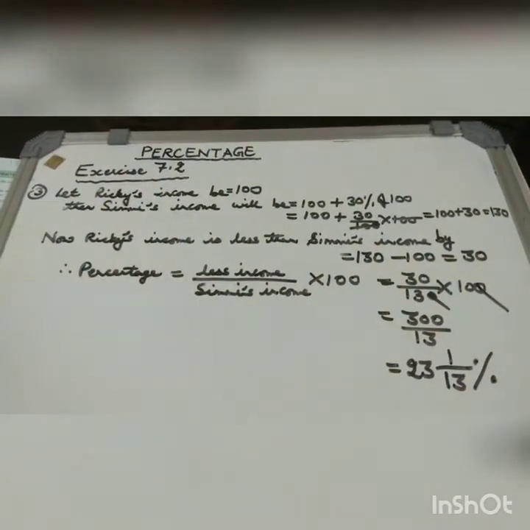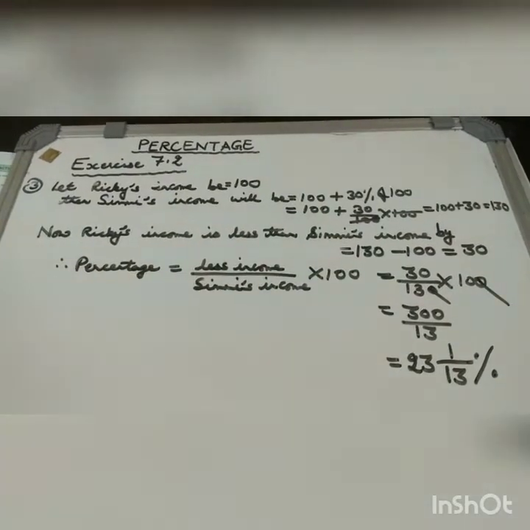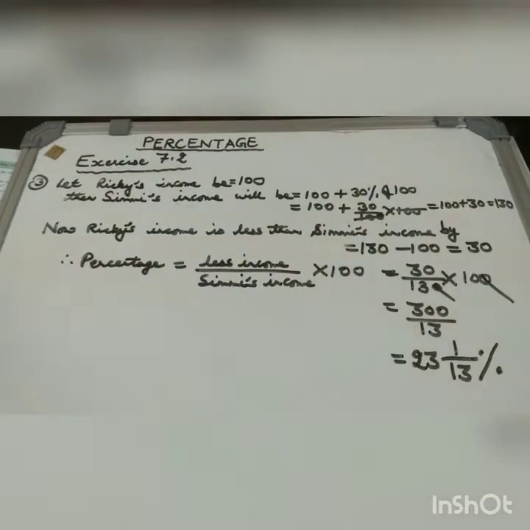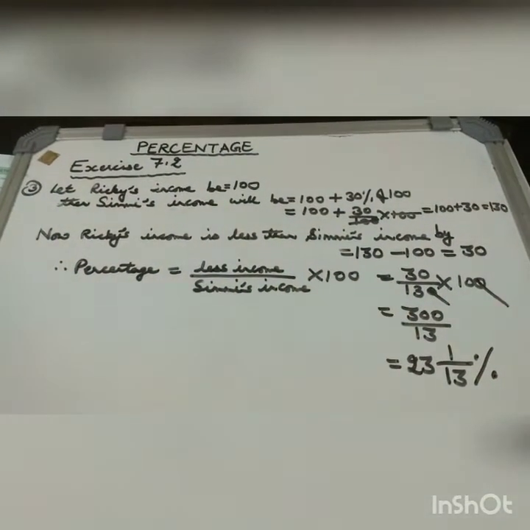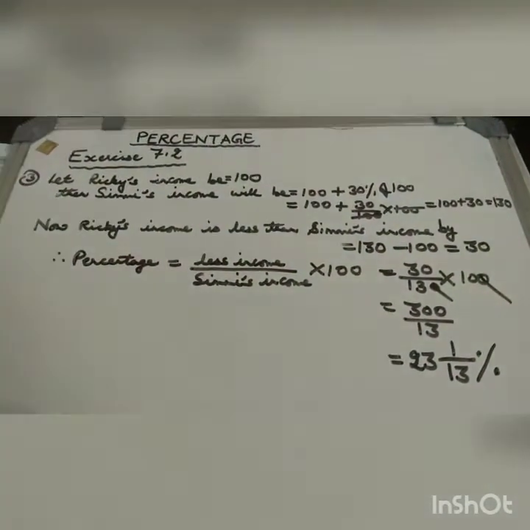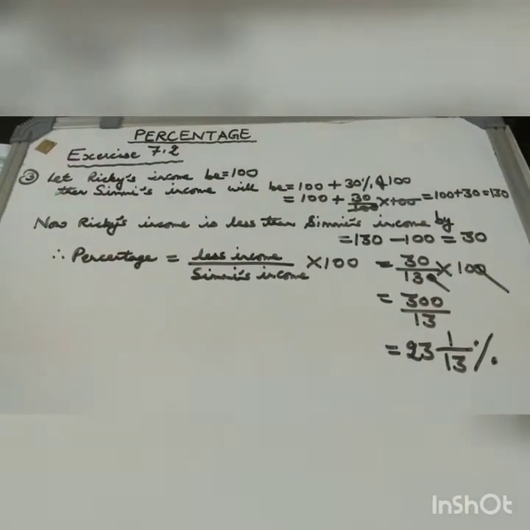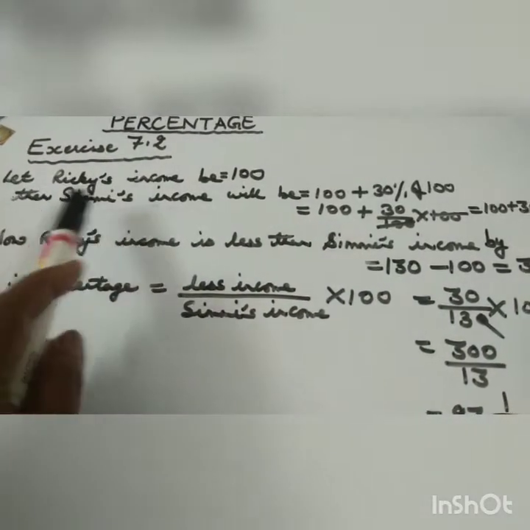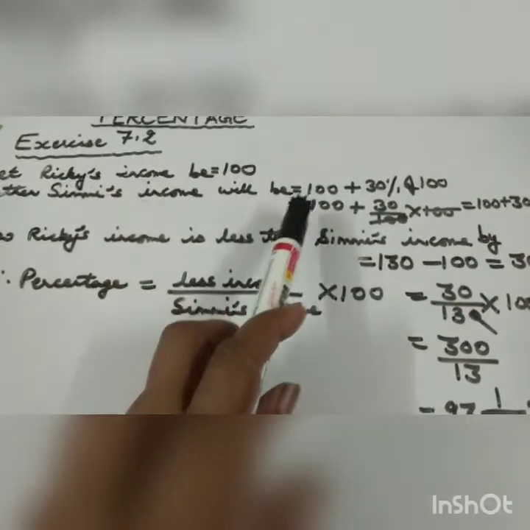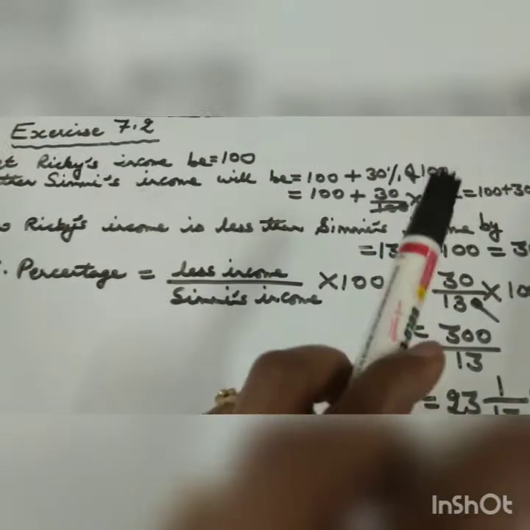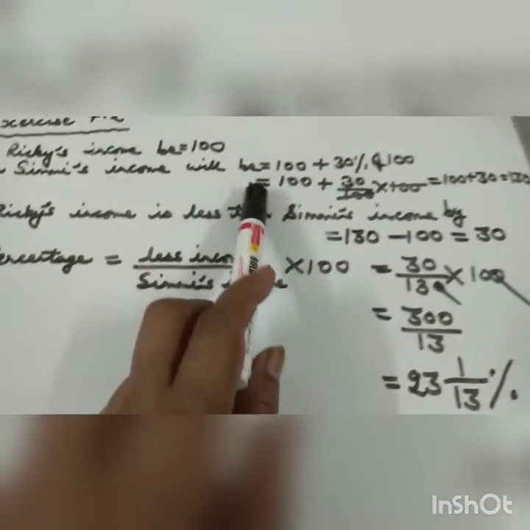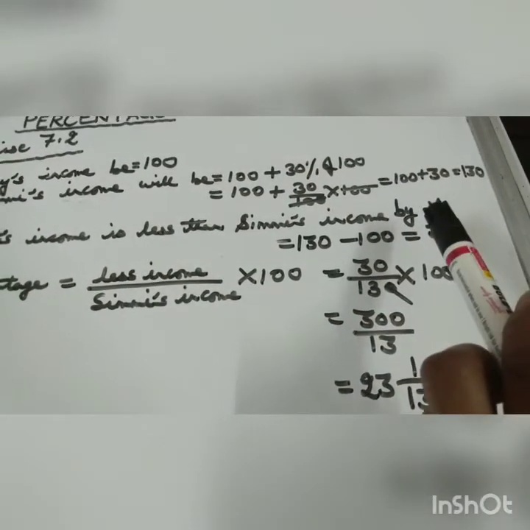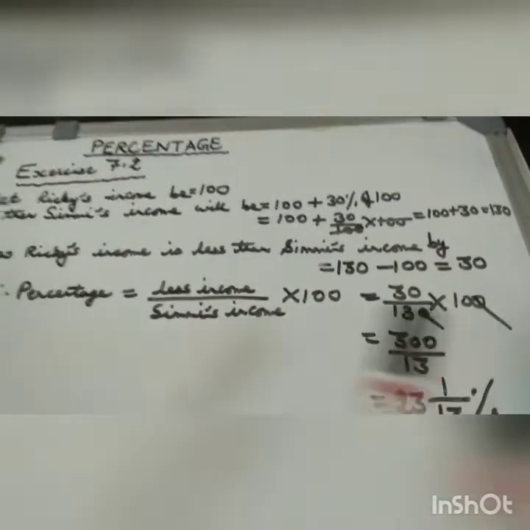Now I have done this question by 100 because in percentage if you use 100 it is much simpler. The calculations become much easier. Therefore, I am trying to do it by 100. Let Ricky's income be 100. Then Simi's income will be 100 plus 30% of 100 because it is more. So 100 plus 30% of 100, if you calculate, it is 100 plus 30 equals 130.